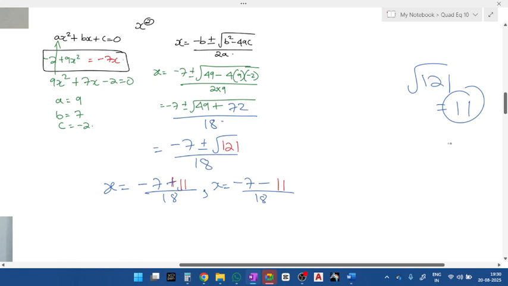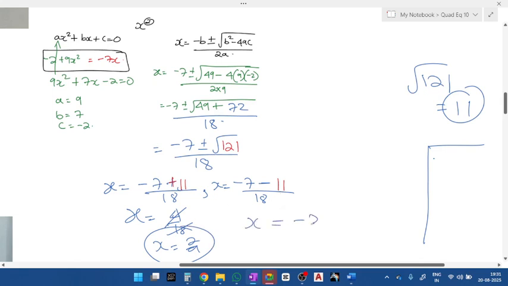If you get larger values, which method do we use to find it? Long division. Very good, long division. Then split the values, one positive, one negative. You'll get 4 by 18. The answer is 2 by 9. Here you'll get minus 18 by 18. The answer is minus 1.